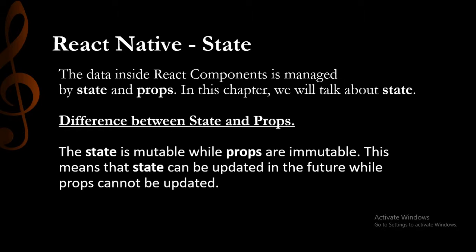So here down, they have just made the headline. What is the difference between state and props? The state is mutable, while props are immutable. What is meant by the word mutable in simple terms? Something mutable is something which can be changed dynamically. But immutable is the opposite of mutable. So immutable is something which can't be changed.